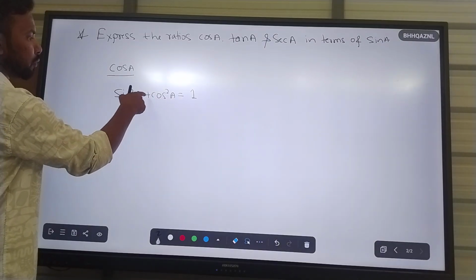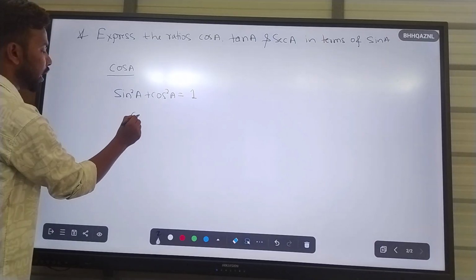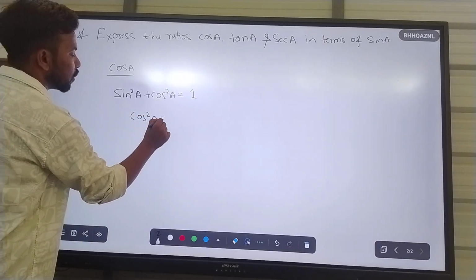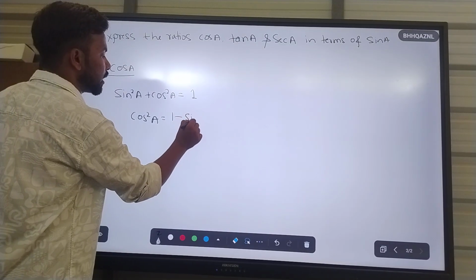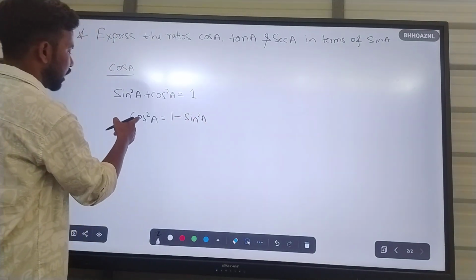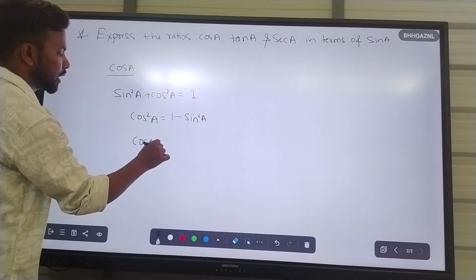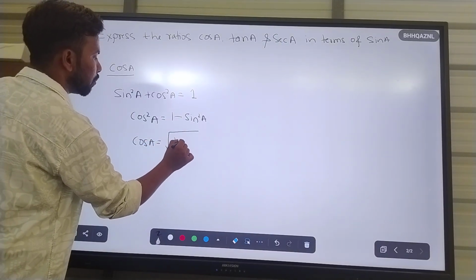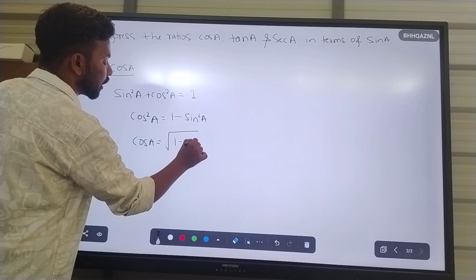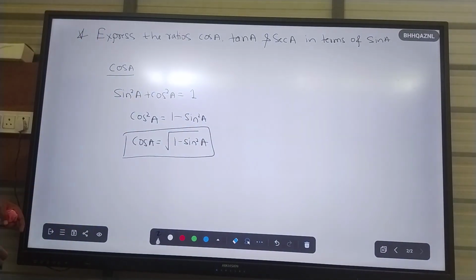Now we want cos in terms of sin. So cos square A is equal to 1 minus sin square A. Sending the square to the other side, cos A is equal to square root of 1 minus sin square A. This is cos A in terms of sin.